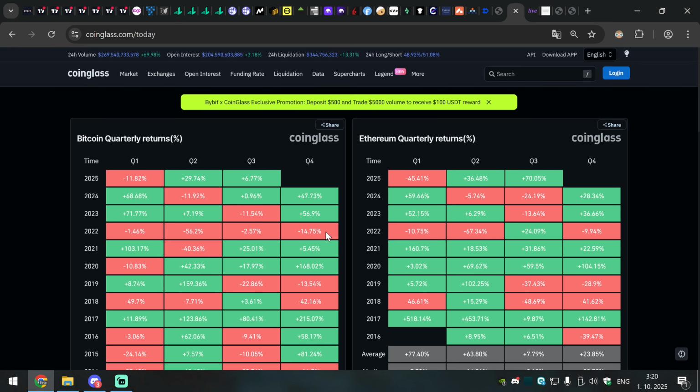Only in bear markets does it tend to be toppy. In 2022, this was the bear market. We ended positively, so that's good news for us. And in a bear market, this tends to go negative, I see.